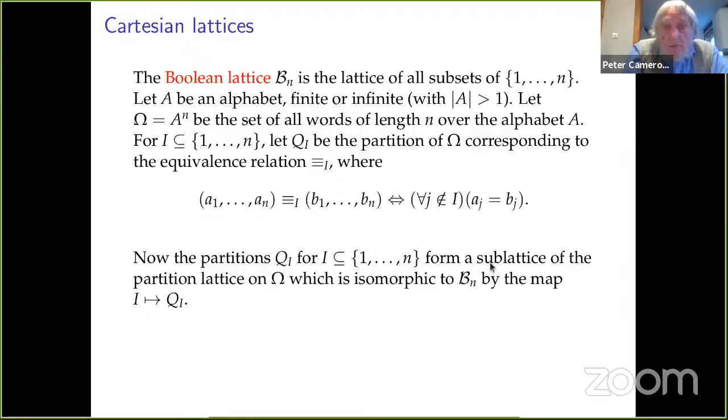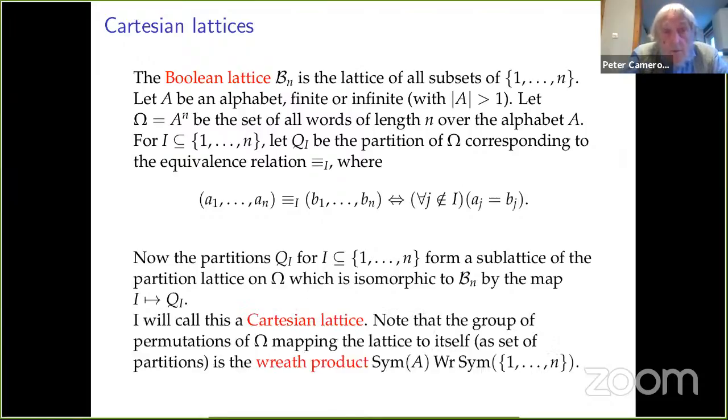But we have more structure because the lattice consists of partitions. It's a sublattice of the partition lattice. And it's that extra structure of partitions that's important. So the isomorphism just takes the set I and maps it to the partition Q of I. If you want to verify that, you have to check that the meet of the partitions Q_I and Q_J is the partition corresponding to I intersection J, and the join corresponds to I union J.